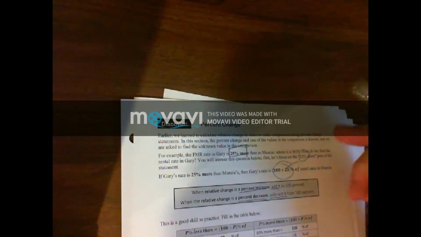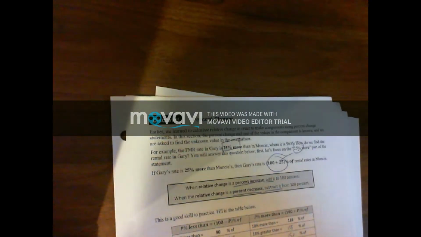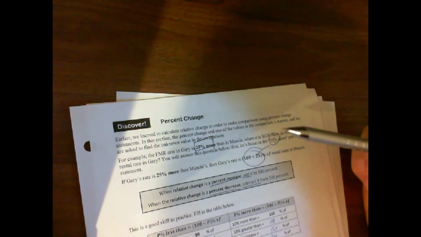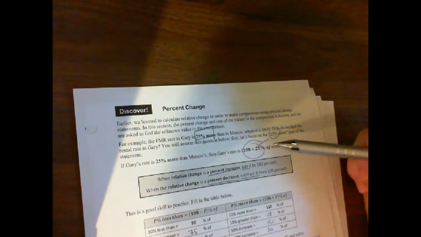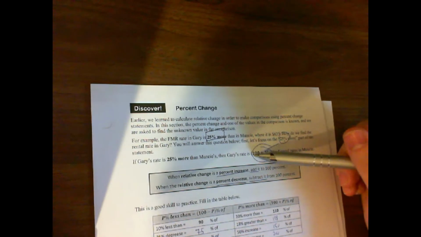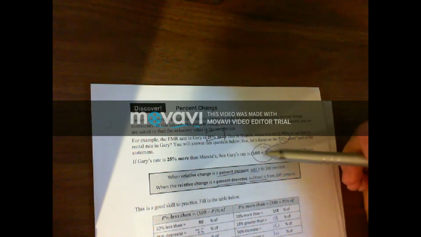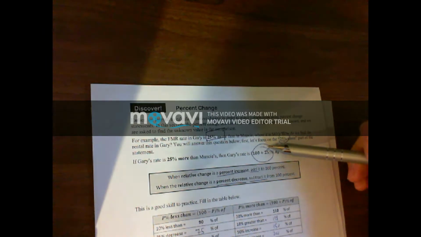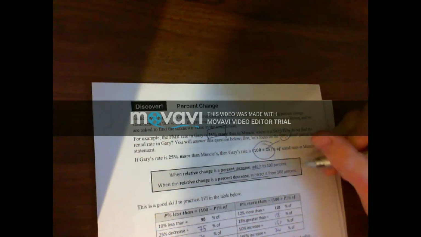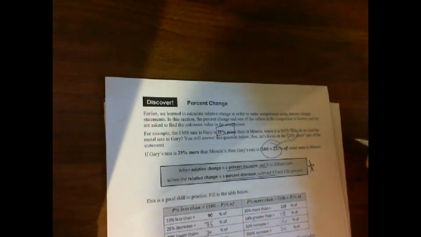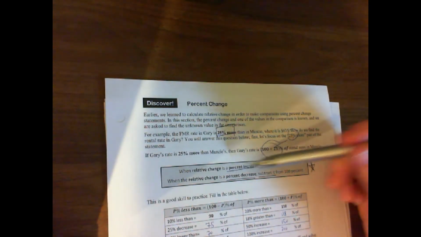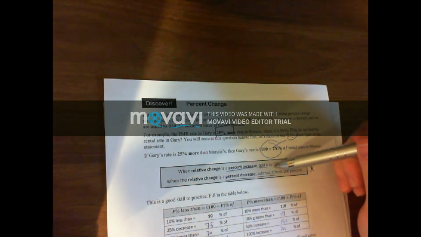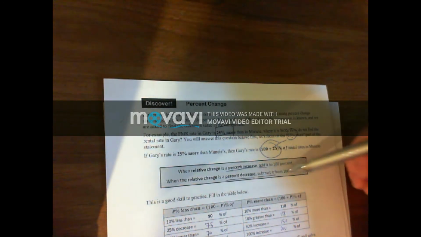25% more means it's 25% additional. If Muncie's rate is considered to be 100% of itself, then it's an additional 25% of that for Gary. So 100 plus 25. And the key thing to remember about these, and I'm going to put a star by this, because people always forget and always make a mistake, is that when we're using these relative changes in percent problems, if it's a percent increase, we add it to 100. If it's a percent decrease, we subtract it from 100.